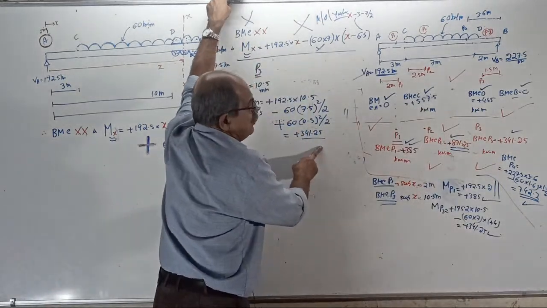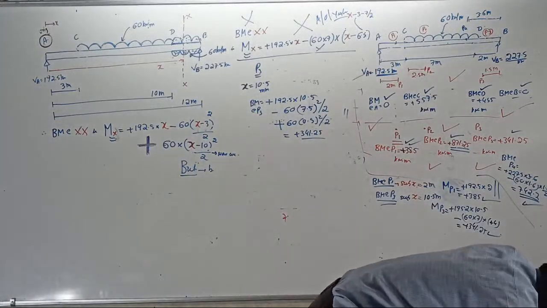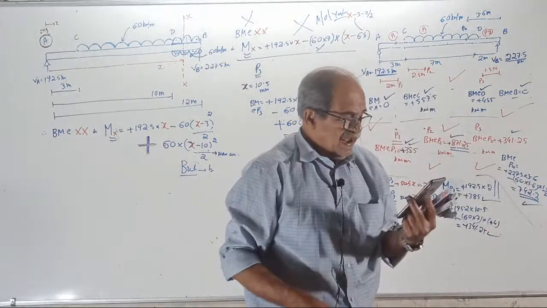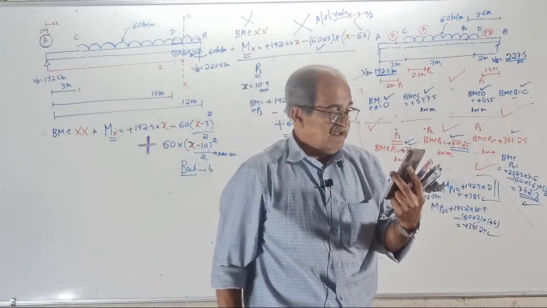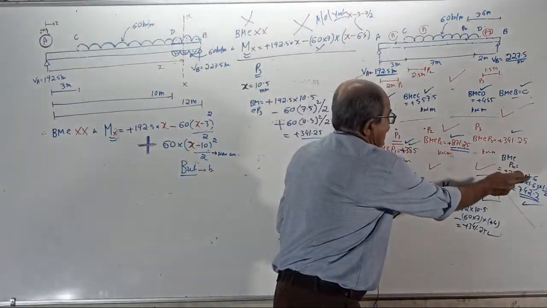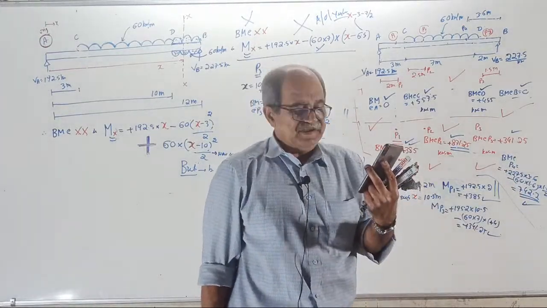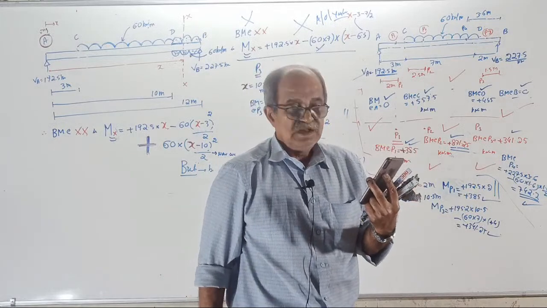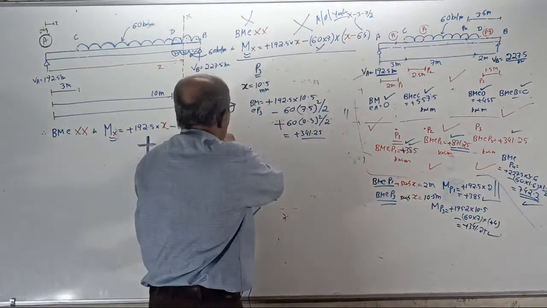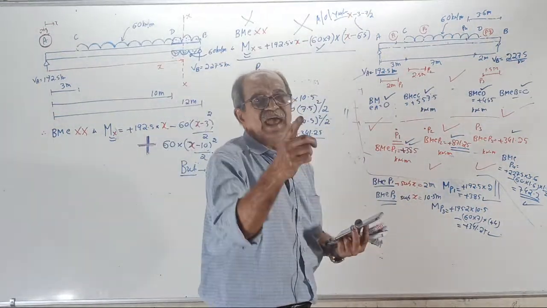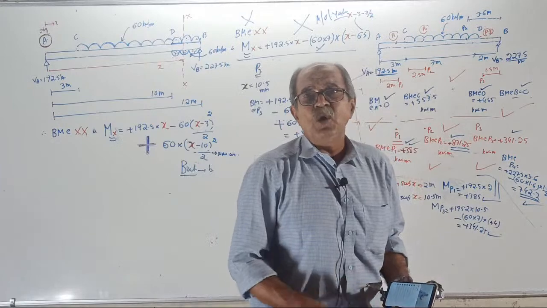Okay, 341.25. Tell me, tallying or not tallying? Important concepts now. Is the correct answer tallying or not tallying? If you tell yes, I will tell you why it tallied. Even if second degree is there, why it tallied, I will tell you now. If you tell that's tallying, yes. Now, do you want to know?